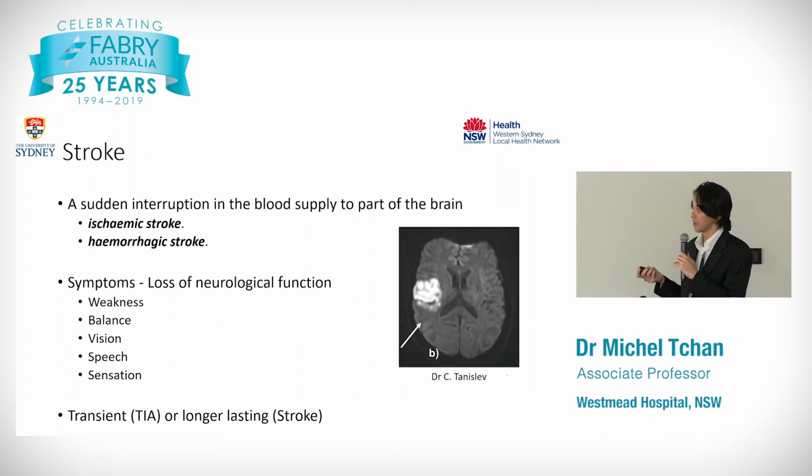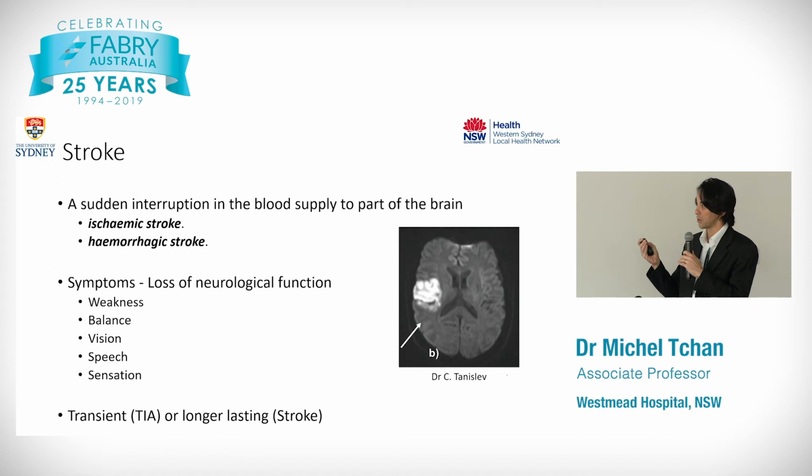So things like weakness, balance problems, vision problems, speech difficulties, either understanding or being able to speak, or changes in the way we were able to feel things, so sensation, are the sort of symptoms that can come on with a sudden interruption in the blood supply. When we talk about stroke, we also talk about, I guess, timing of the symptoms as well.